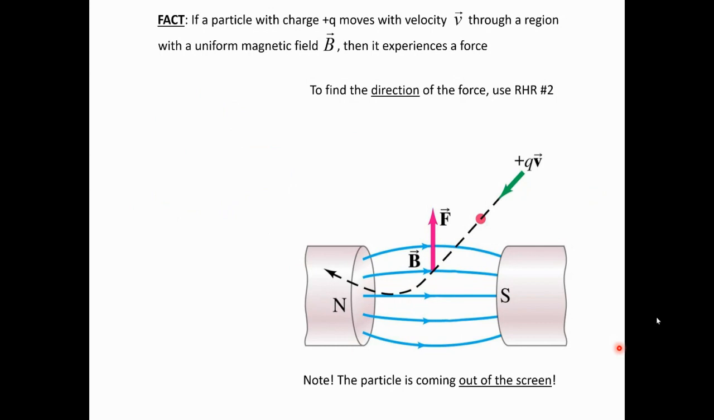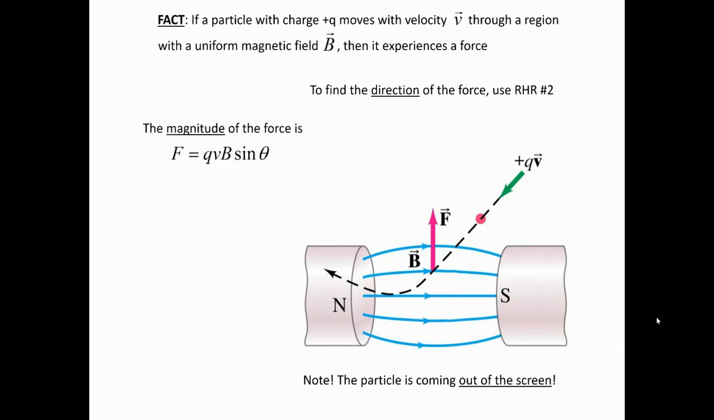So your fingers come out of the screen, oriented so your palm faces the right. That way you can bend your fingers towards the right and then the force points up. So is there something else in the back? Yeah, if it were a negative charge, would it go toward the screen? Would it be in the opposite direction?